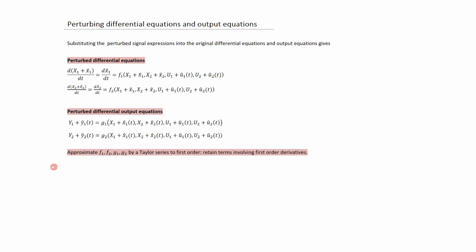So what we're going to do now is approximate the functions on the right, that is for the differential equations and its output equations. We're going to approximate them by a Taylor series to first order, which means we keep the first term, which will be a constant term, and the next term would involve first order derivatives. And if the signals u1, u2, x1, x2 are small enough with respect to the operating points, then we can say that the Taylor series expanded to first order is sufficiently accurate, and we don't have to worry about second and higher order terms.